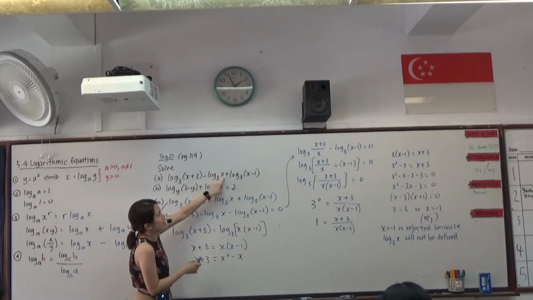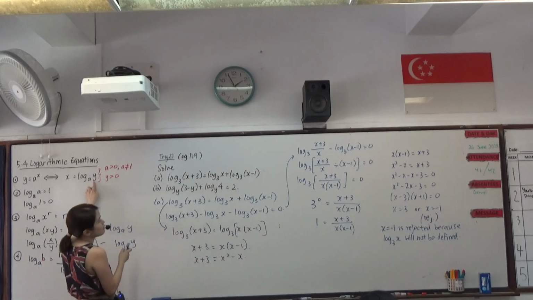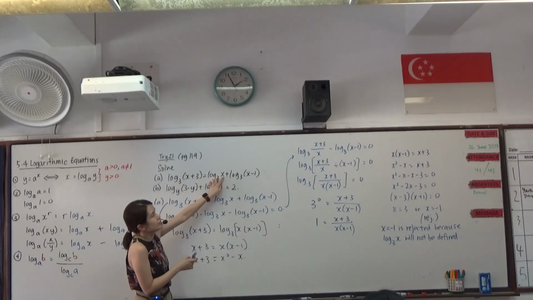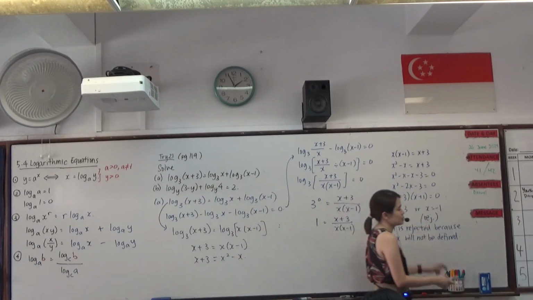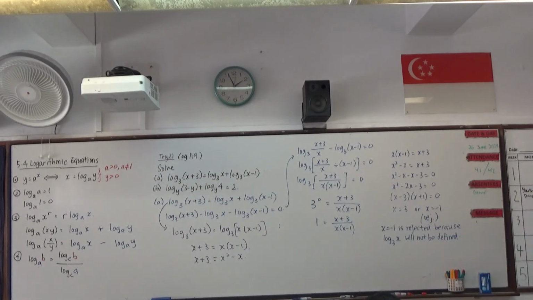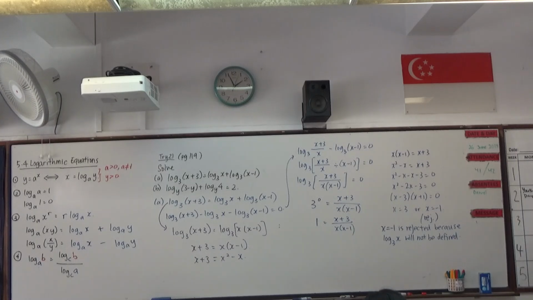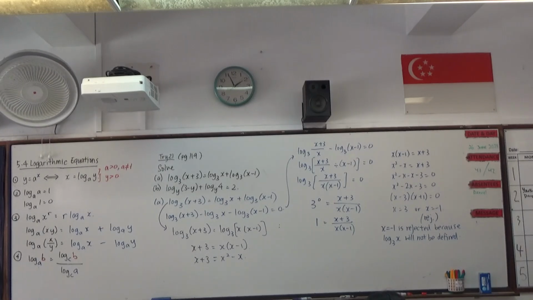Okay, because in this case, this subject over here cannot be negative, also because y is positive. So therefore this is to be defined. Hence, your x equals to negative 1 is to be rejected.